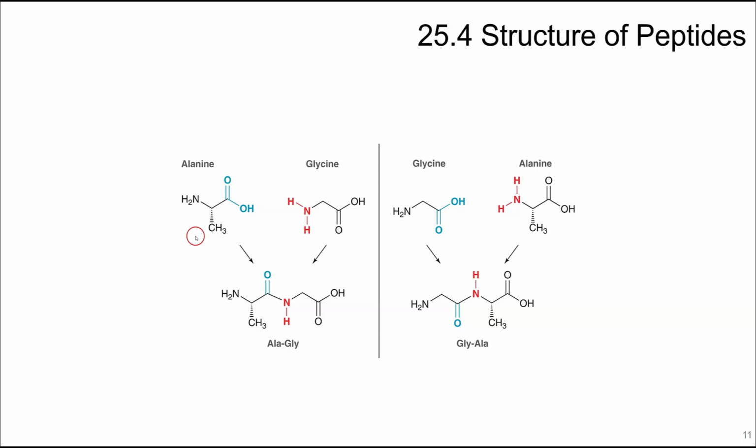So if we have 2 amino acids, alanine and glycine, these are going to combine via loss of water. So it's a condensation reaction. This is like an amide coupling that we did with DCC. We form an amide. This is alanine glycine, where the amino end is here and the OH is on the end. So this is the N terminus. This is the C terminus. So this structure is different than glycine alanine. So the order matters.